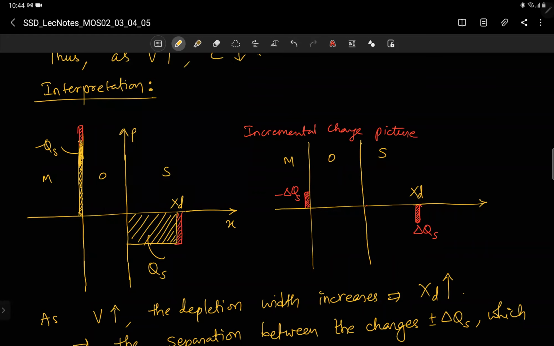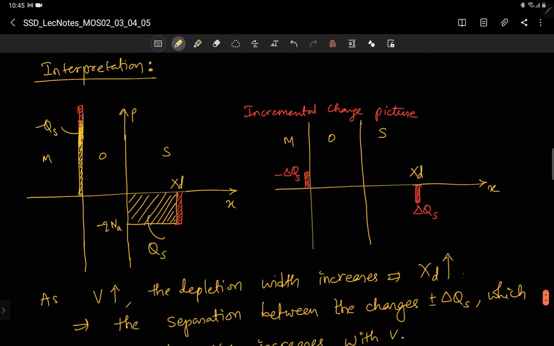Now the same thing is shown here. In the incremental charge picture, my delta qs is happening at the depletion edge. So the change in charge, because this is minus qna, you cannot increase the magnitude of this. Already it is complete depletion. We are still in the depletion region. So if you increase the voltage, the depletion width increases.